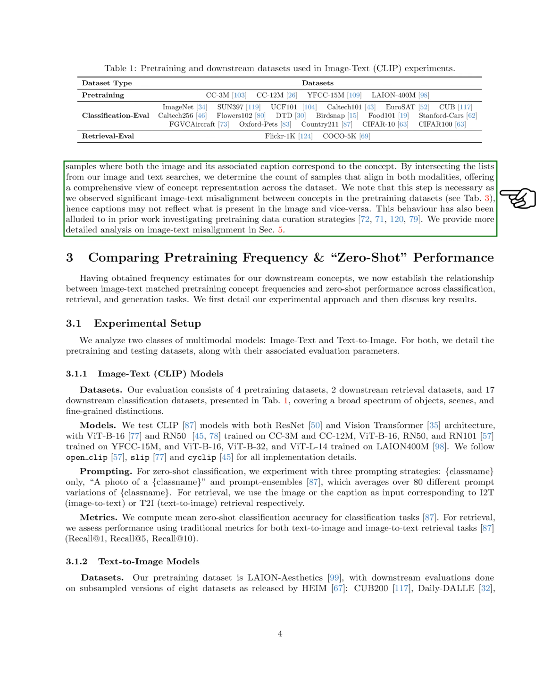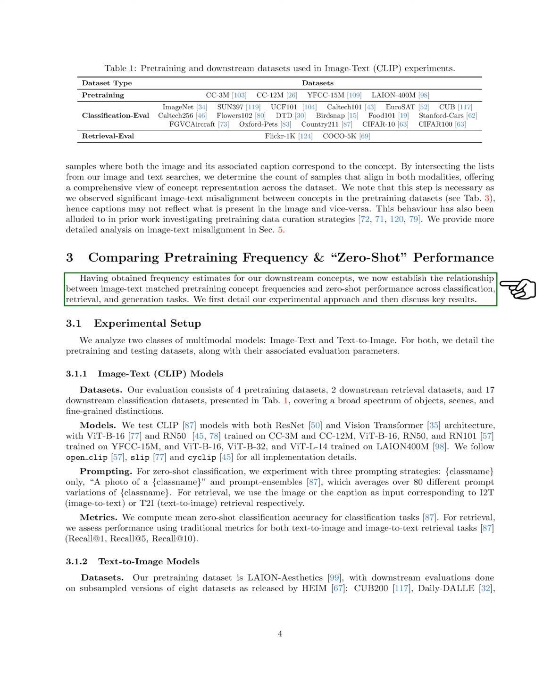To calculate matched image-text concept frequencies, we identify samples where both the image and its associated caption correspond to the concept. By intersecting the lists from our image and text searches, we determine the count of samples aligning in both modalities, providing a comprehensive view of concept representation across the dataset. This step is crucial due to observed image-text misalignment in the pre-training datasets, where captions may not accurately reflect what is in the image and vice versa.